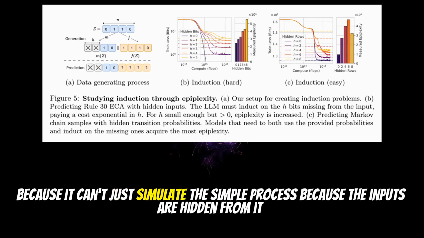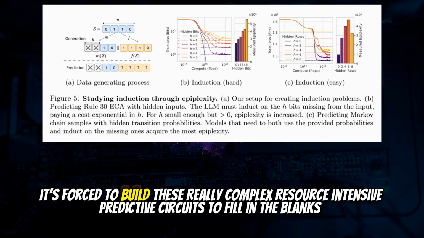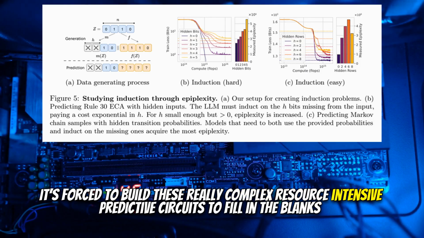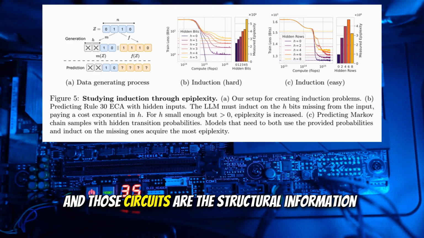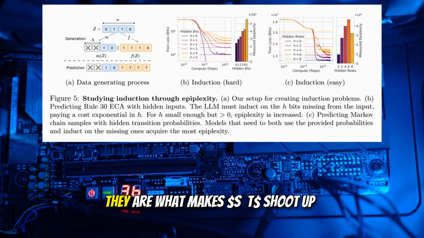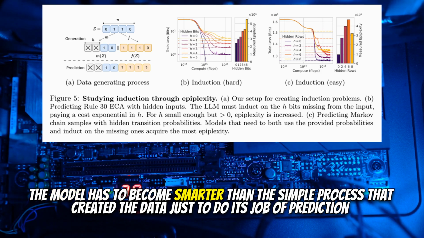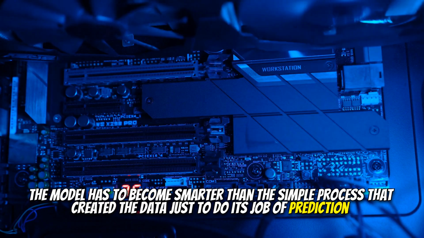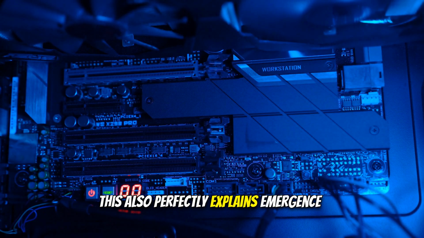Because it can't just simulate the simple process, because the inputs are hidden from it. It's forced to build these really complex, resource-intensive predictive circuits to fill in the blanks. And those circuits are the structural information. They are what makes S_T shoot up. The model has to become smarter than the simple process that created the data just to do its job of prediction. This also perfectly explains emergence.